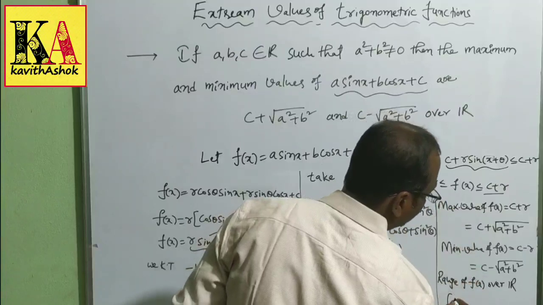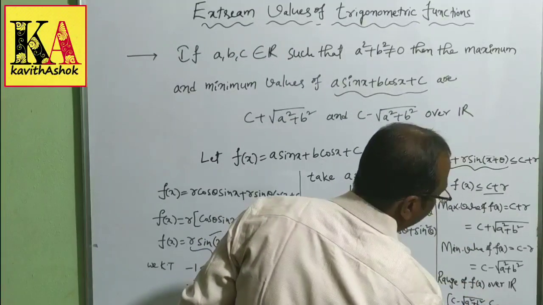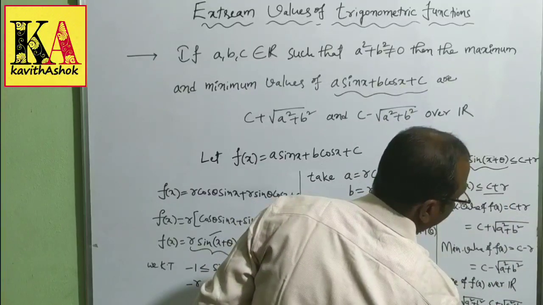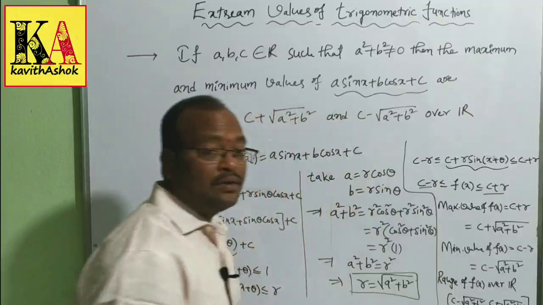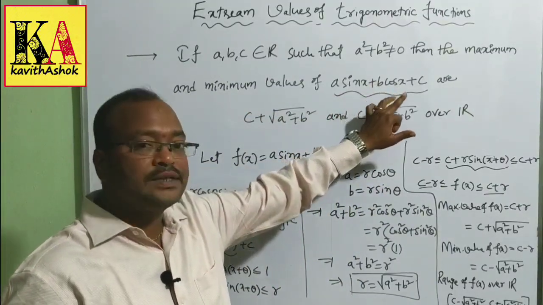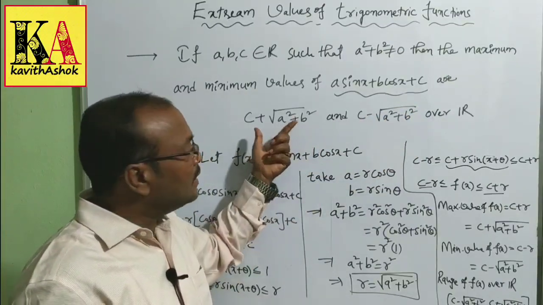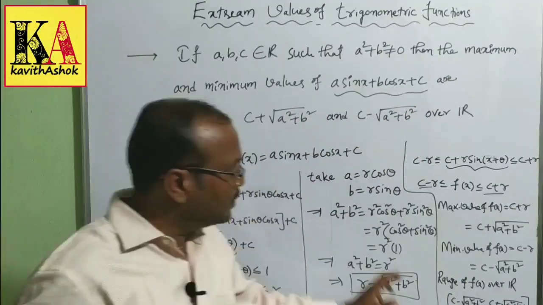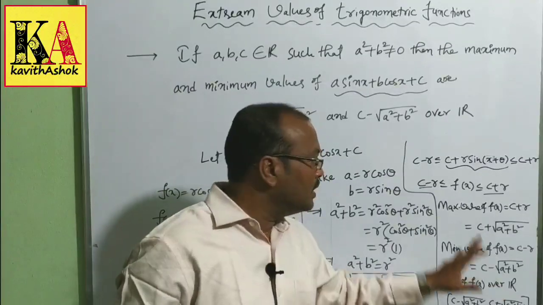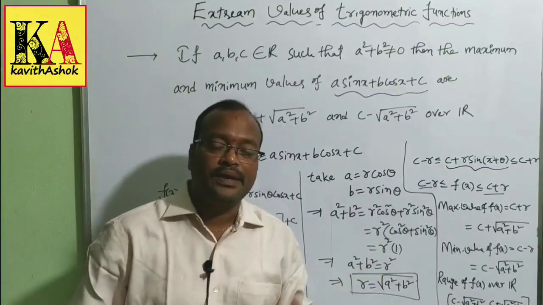C minus r means c minus under root of a square plus b square, comma c plus under root of a square plus b square. So finally, what is our conclusion here? For this function f of x is equal to a sin x plus b cos x plus c, the minimum value is this one, the maximum value is this one, and the range is the minimum to maximum: c minus under root of a square plus b square, comma c plus under root of a square plus b square. So these are the very important formulas to find out the maxima and minimum values.